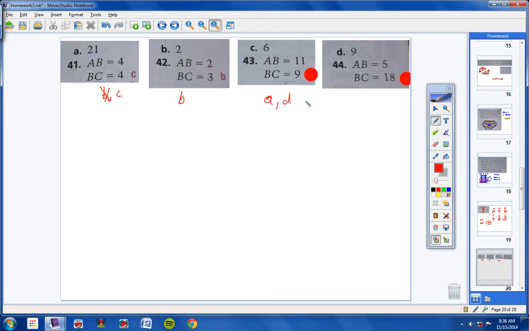Let's try this over here. Let's see if A works. 5, 18, and 21. Yep, 23 is bigger than 21, so A works. Now let's try D.